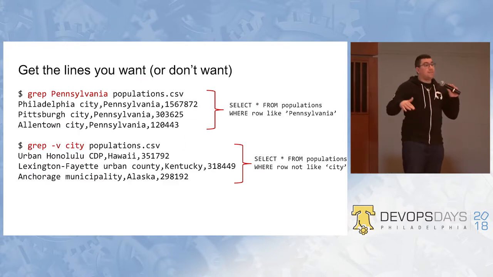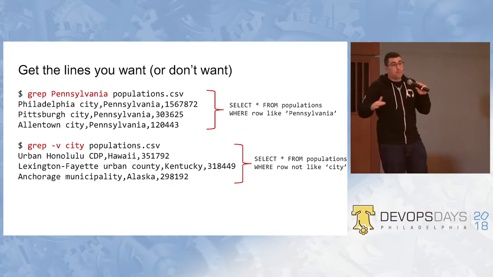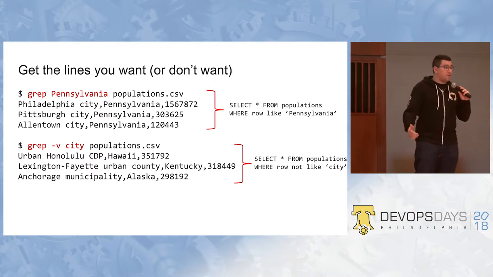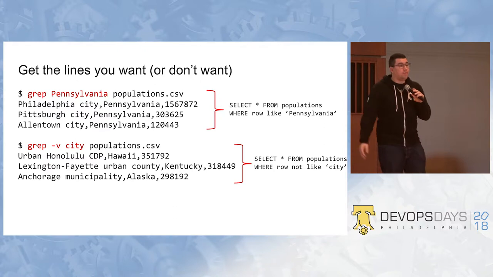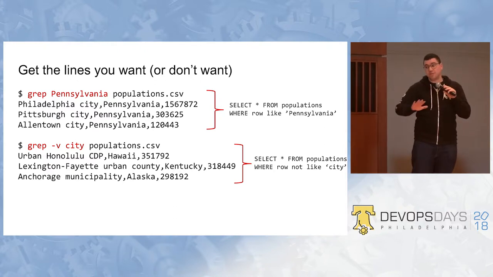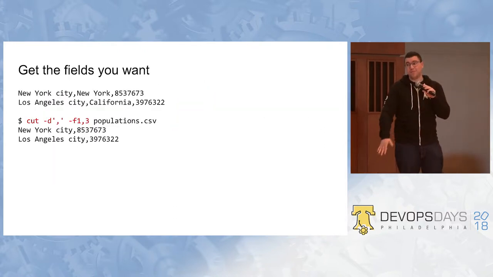The next step is getting the lines that you want or that you don't want. grep will be your workhorse for that. You can pass it a string or a regular expression in order to get those lines that you really want, or use the -v flag to exclude those lines, say, I don't want those.